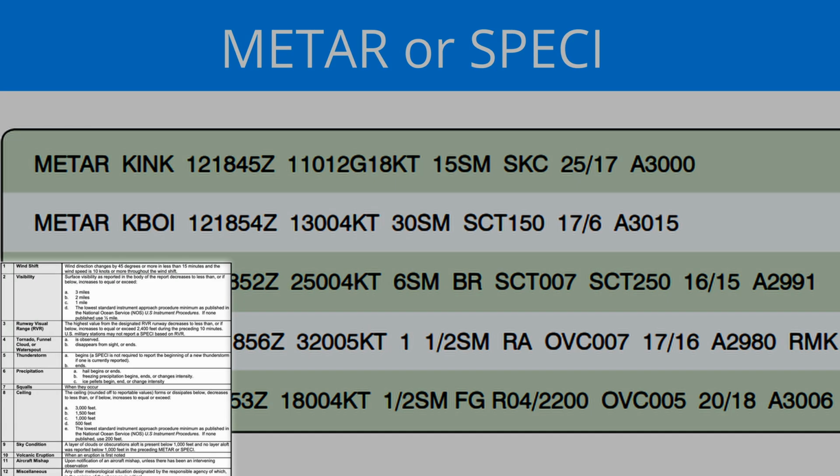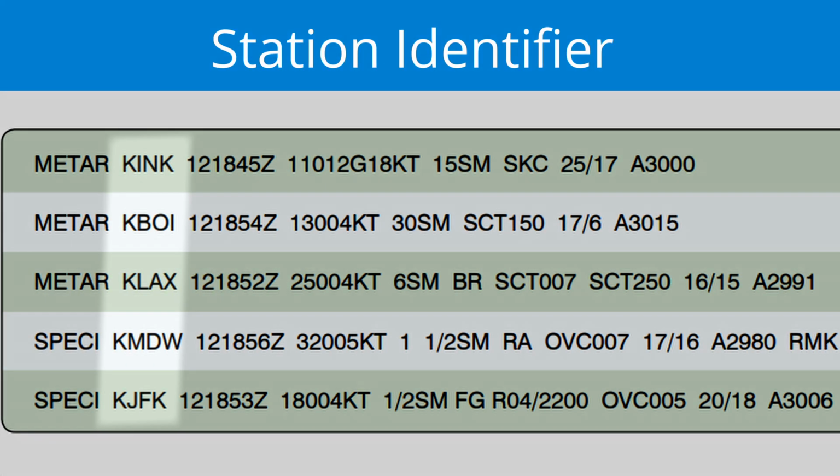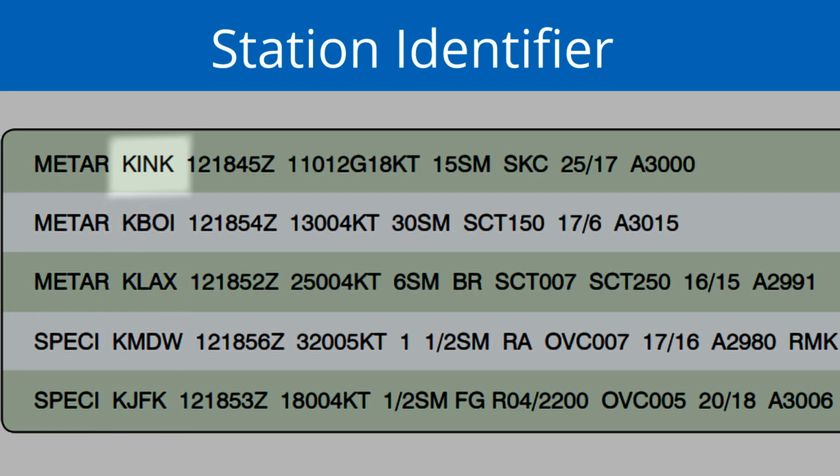The FAA gives 12 categories for when a SPECI may be published. While it's not important to memorize each reason, you should have a basic understanding of why a SPECI might be published. Next will be the Station Identifier code. This METAR is for KINK, which is for the Winkler County Airport in Texas.